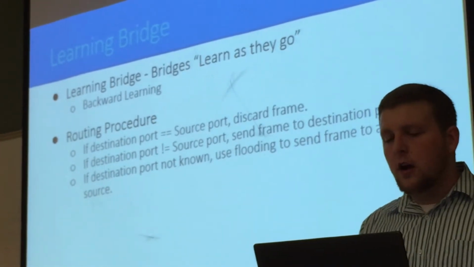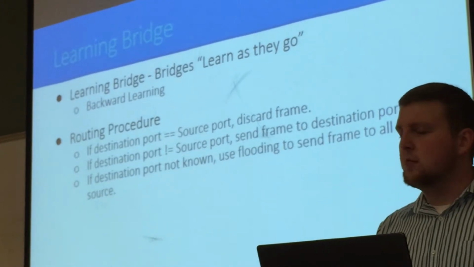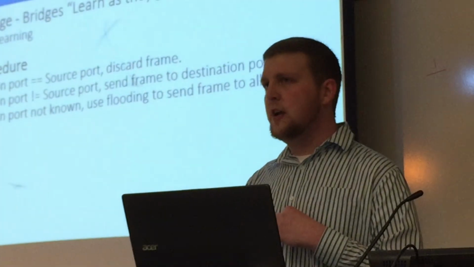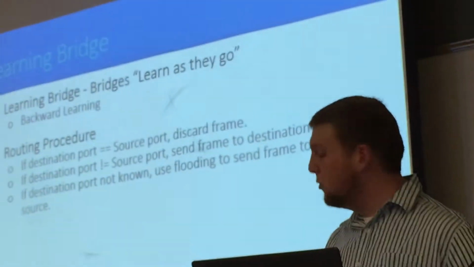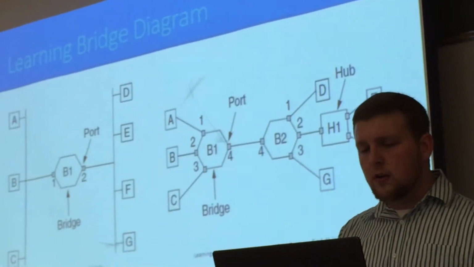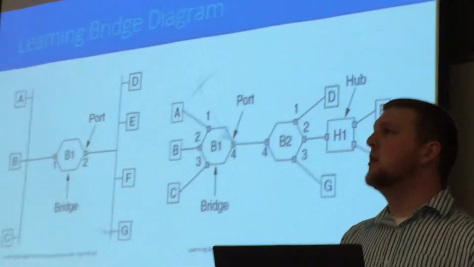Say, if you want to send from computer A to computer B and they're on different LANs, you would go through the bridge. And then if the destination port is not known, it uses something called flooding to send the frame to all the ports on the bridge except for the source port. And so here are a couple examples of some learning bridges.